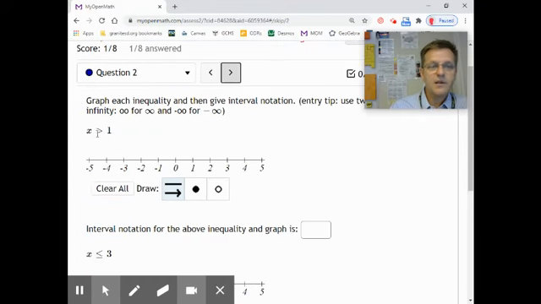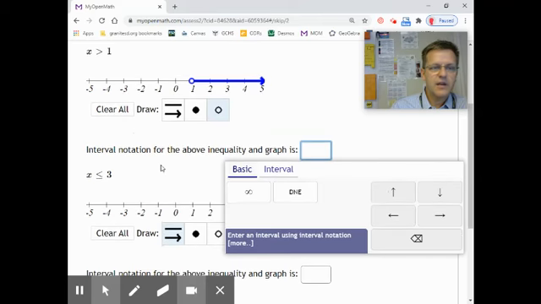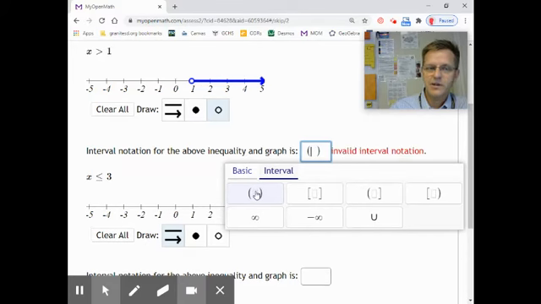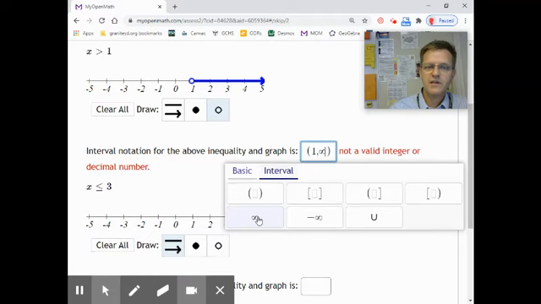How about this one? This one says x is larger than 1. So we're going to start at 1 and go larger and put an open dot, because it's not 1, it's larger than 1. All right. And how about this one? Oh, the interval notation. Interval, I know on the left side it's going to be round bracket, and on the right side it's going to be round bracket, so I'm going to select this one. And on the left side is 1, comma, and on the right side is infinity.